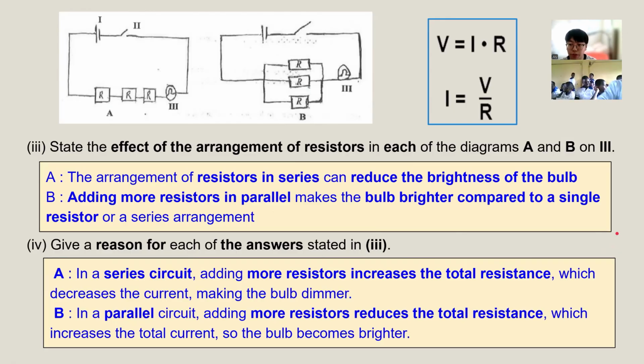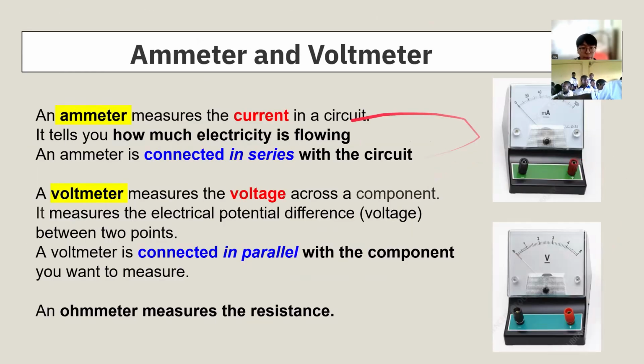Okay, great job, everyone. I will be moving on to ammeters and voltmeters. I think you might be a little confused when I said before what is an ammeter and what is a voltmeter. Remember, an ammeter has this symbol. A voltmeter has this symbol, V.